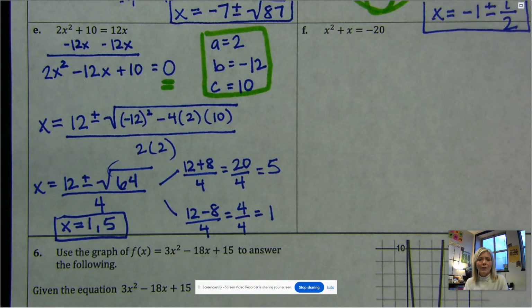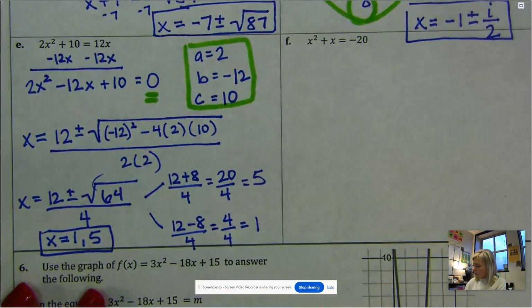For F, let's see here. Could you factor that? I don't think so. Could you use the quadratic formula? Sure. Could I complete the square? Absolutely. I'm going to do that. I'm going to complete the square. It's not going to be beautiful, but it's okay.